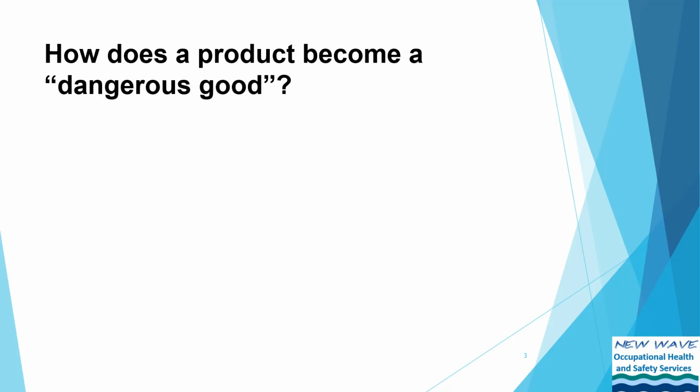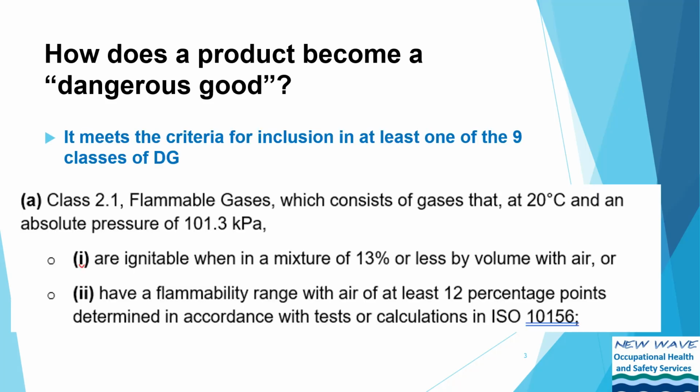But how does a product become a dangerous good? Well, there are 2 ways. First, the regulations include technical definitions for all the classes. For instance, a flammable gas is defined as a gas that, at 20 degrees Celsius and normal pressure, will ignite when the concentration is 13% or less, or has a flammability range of at least 12 percentage points. If a product meets either of these criteria, it is a dangerous good of class 2.1. These criteria are discussed in detail in our Transportation of Dangerous Goods classification course.